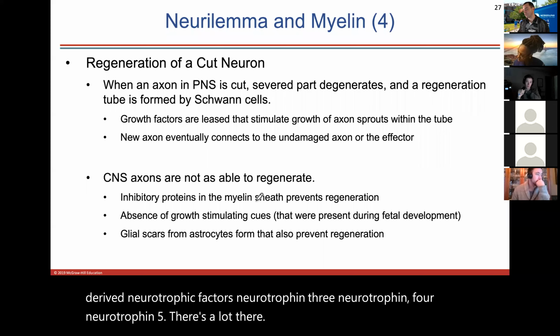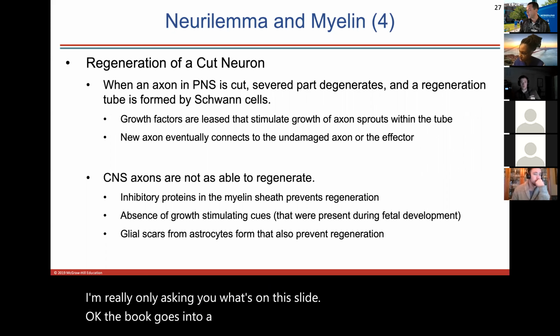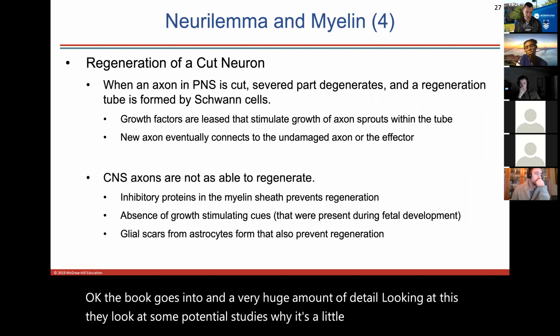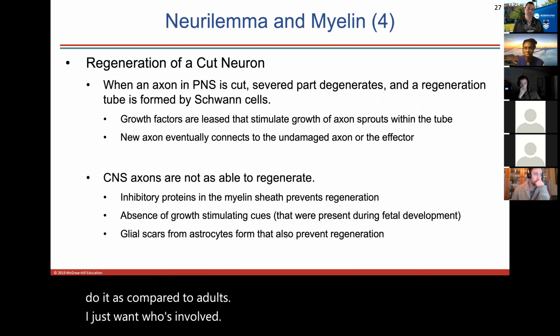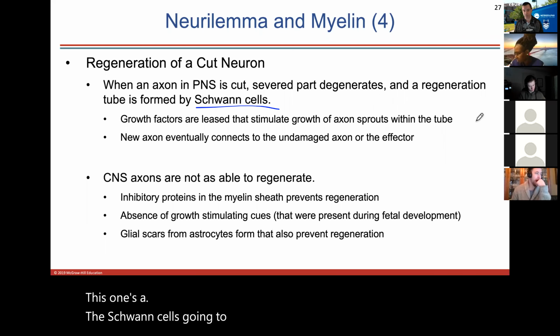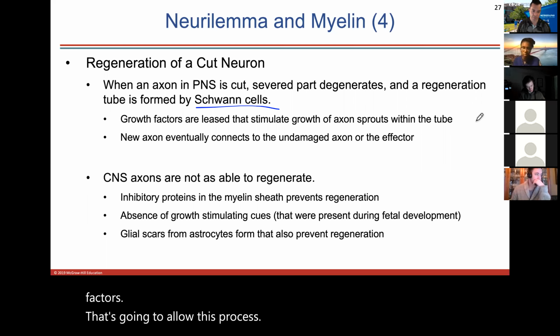I'm really only asking you what's on this slide. The book goes into a very huge amount of detail looking at this. They look at some potential studies, why it's a little bit easier in children to do it as compared to adults. I just want you to know who's involved. The Schwann cell. The Schwann cell is going to release various different types of growth factors that are going to allow this process to occur.